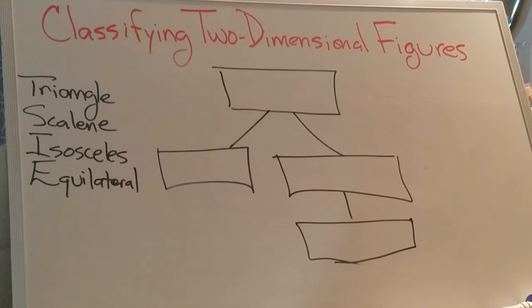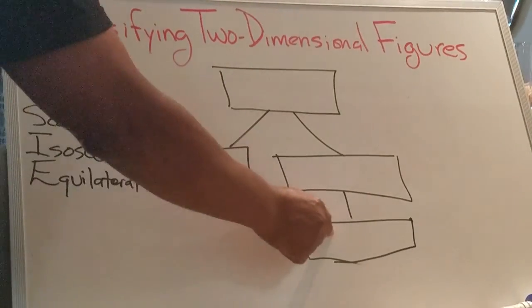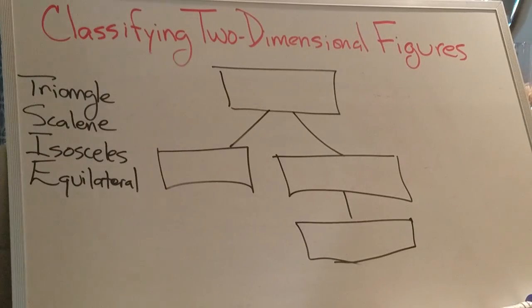All right, now let's classify some triangles. If you see here, we have four terms that I want you to put inside the boxes in a hierarchy type of diagram. A triangle, where would that go? Where would scalene go? Where would isosceles and equilateral go? See if you can guess where they would go. What goes where? Write them in their boxes at home. Go.